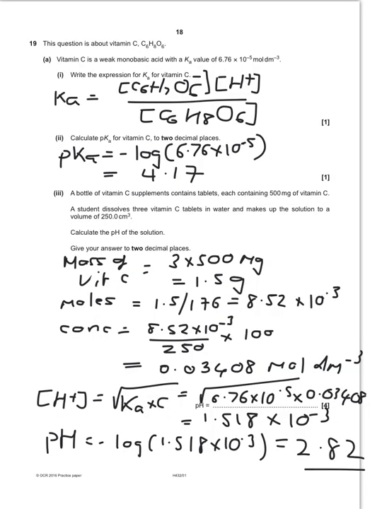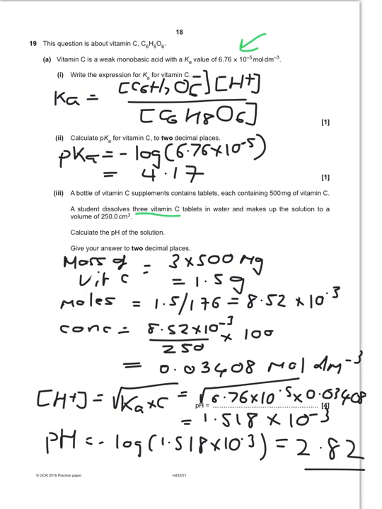So we're going to move on to questions about acids now. So first of all, calculate Ka for vitamin C, which I've done below there, and then pKa for vitamin C to 2 decimal places. So pKa is minus log of Ka, which they've told you here. So you do that, you get 4.17. Okay, so a bottle of vitamin C contains vitamin C supplements, tablets each with 50 mg of vitamin C. I get 3 of those tablets and make up a solution of 250 centimeters cubed.